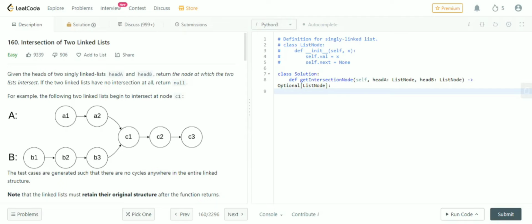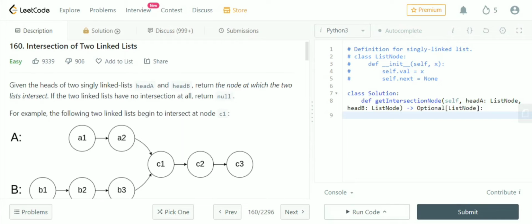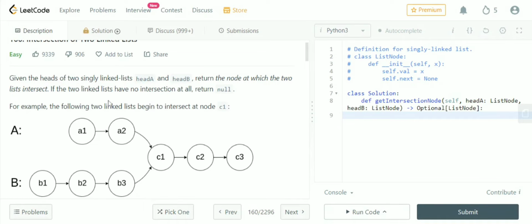Today in this video we will be solving the June LeetCode challenge, and the question for today is Intersection of Two Linked Lists. The question is easy tagged and it states that given the heads of two singly linked lists, head A and head B, return the node at which the two lists intersect. If the two linked lists have no intersection at all, return null.